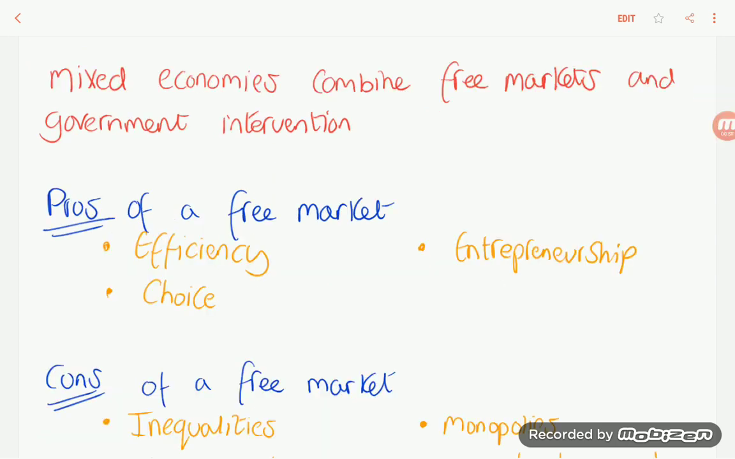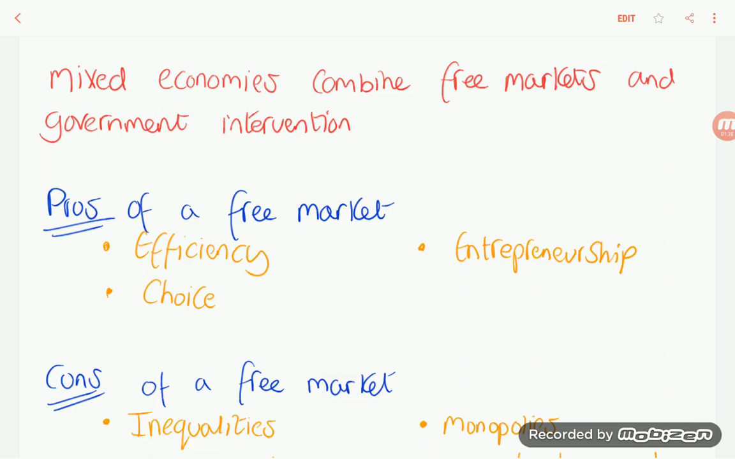Mixed economies combine free markets and government intervention. A free market allocates resources based on supply and demand and the price mechanism. In other words, anything can be sold at any price that people will pay for it. Free market economies have a number of advantages, but there are also some downsides.